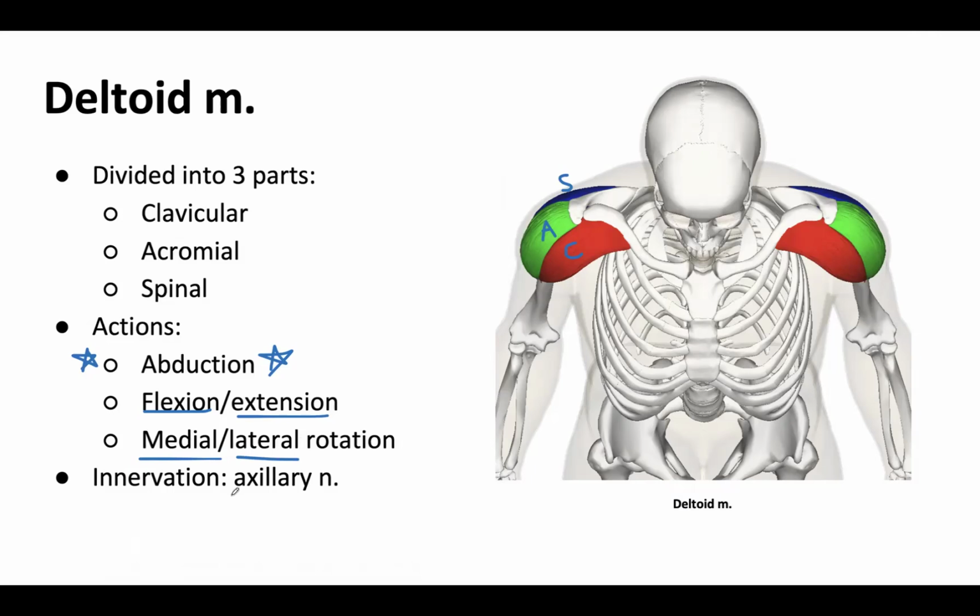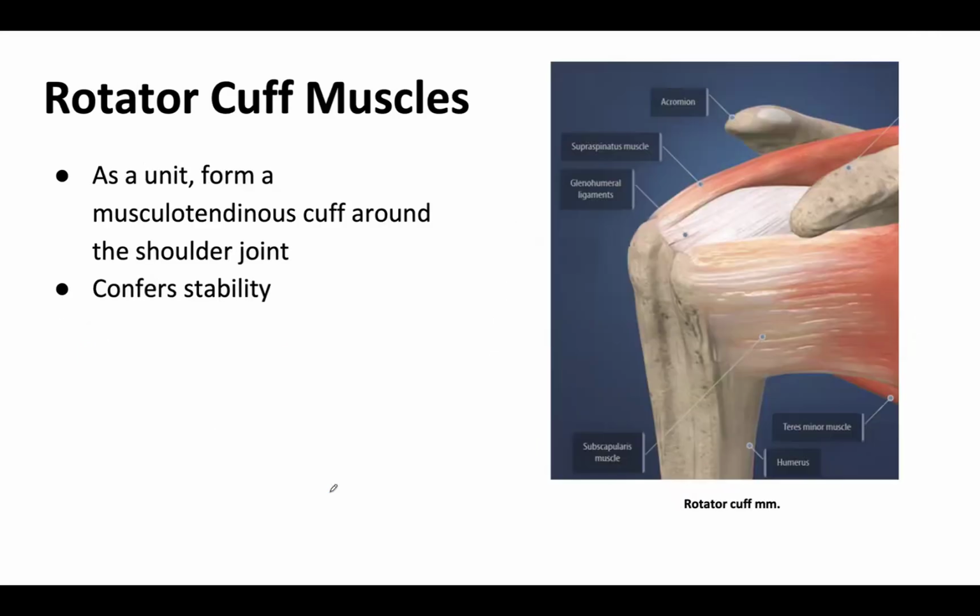The deltoid muscle is innervated by the axillary nerve, which is one of the terminal branches of the brachial plexus. And the brachial plexus is the main source of innervation of the upper limb. So we will be talking about the branches of this quite a bit in upcoming videos.